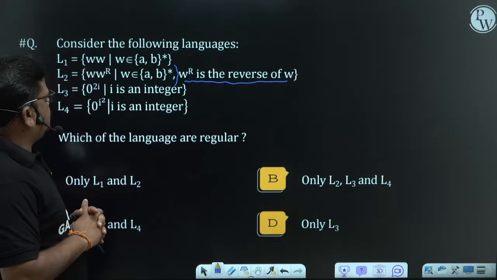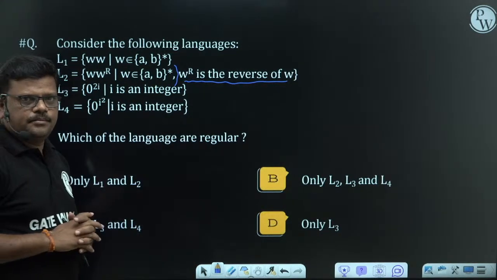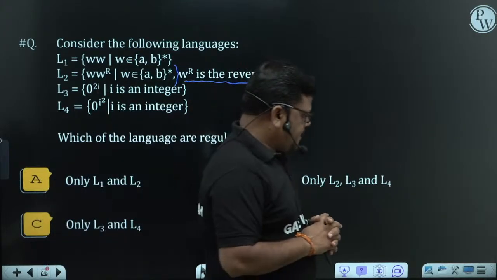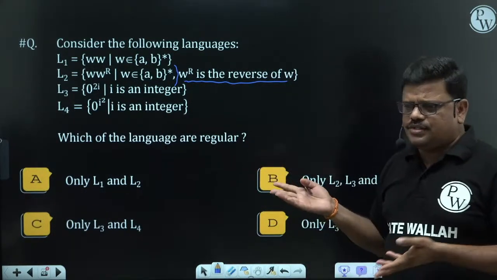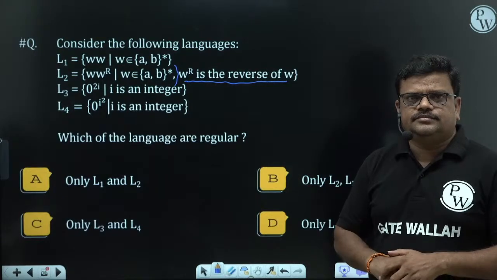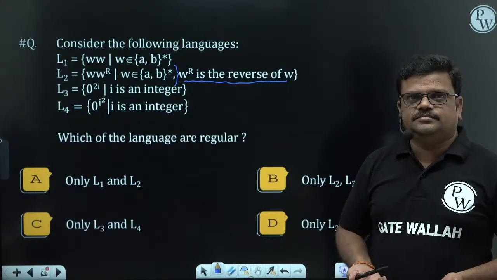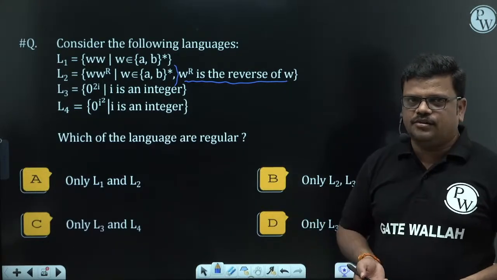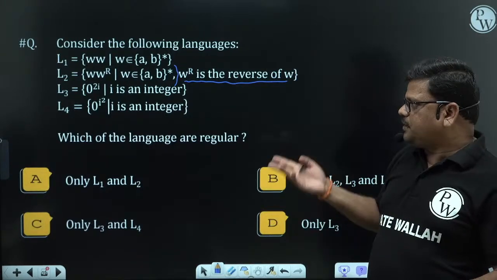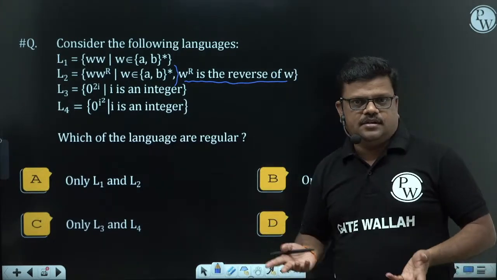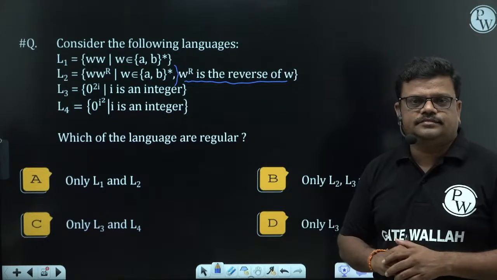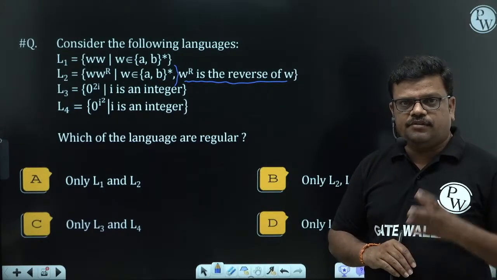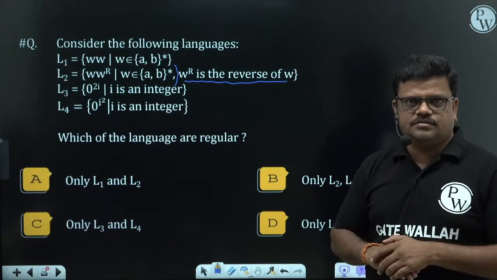Let us analyze this. Any answers from the student side? This is a GATE question. The questions are generally like this. Whatever I am teaching here is GATE coaching. After completion of topics, we are solving GATE questions, which means you will be able to solve GATE questions now. After every chapter, we are solving GATE questions.